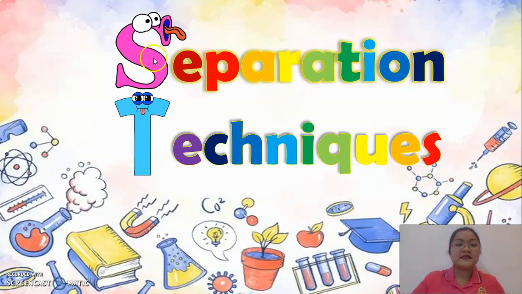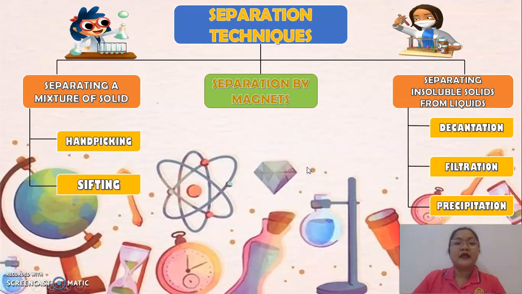Alright, so last week we talked about separation techniques. Again, when we say separation techniques, these are the techniques we use to separate a mixture of solid and liquid. We have three types of how we can separate things: separating a mixture of solid, separation by magnets, and separating insoluble solids from liquid.